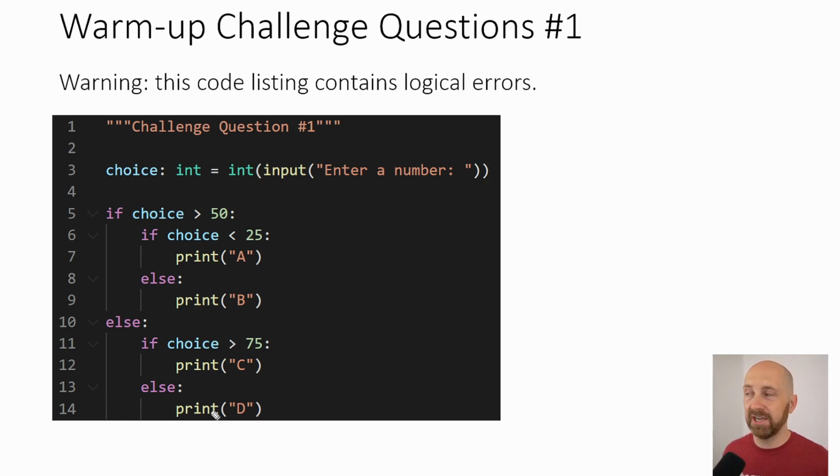Okay, so what is your challenge here? Your challenge is to try and identify what inputs the user could give in order to have A print out, in order to have B print out, C and D. And notice that the way this is written, when this program runs, only one of these letters is going to print out given some input, right?